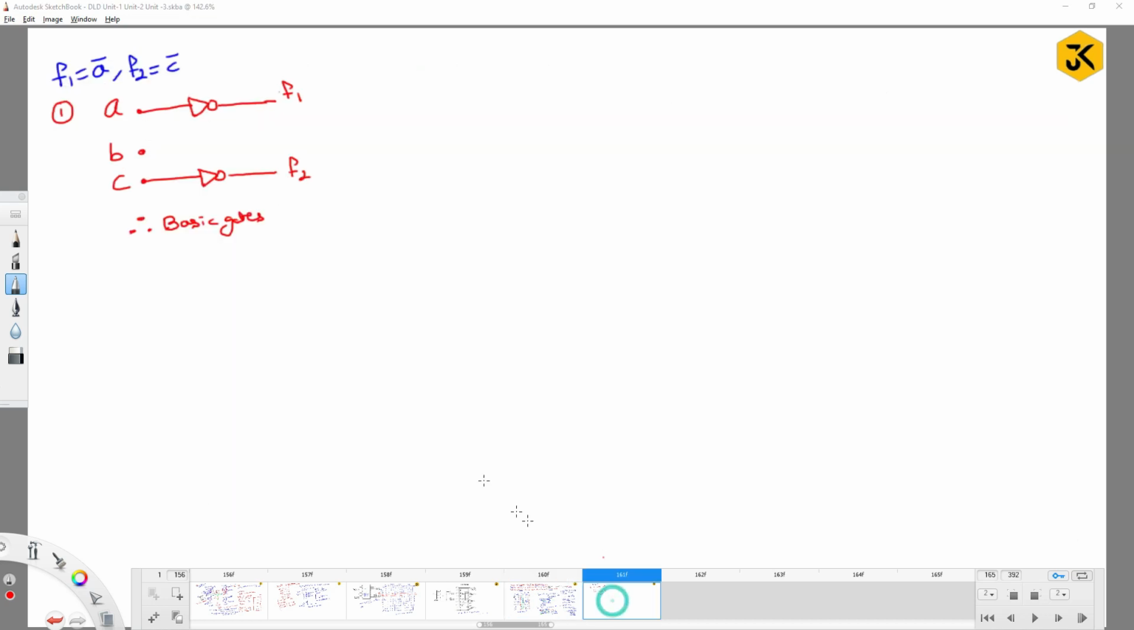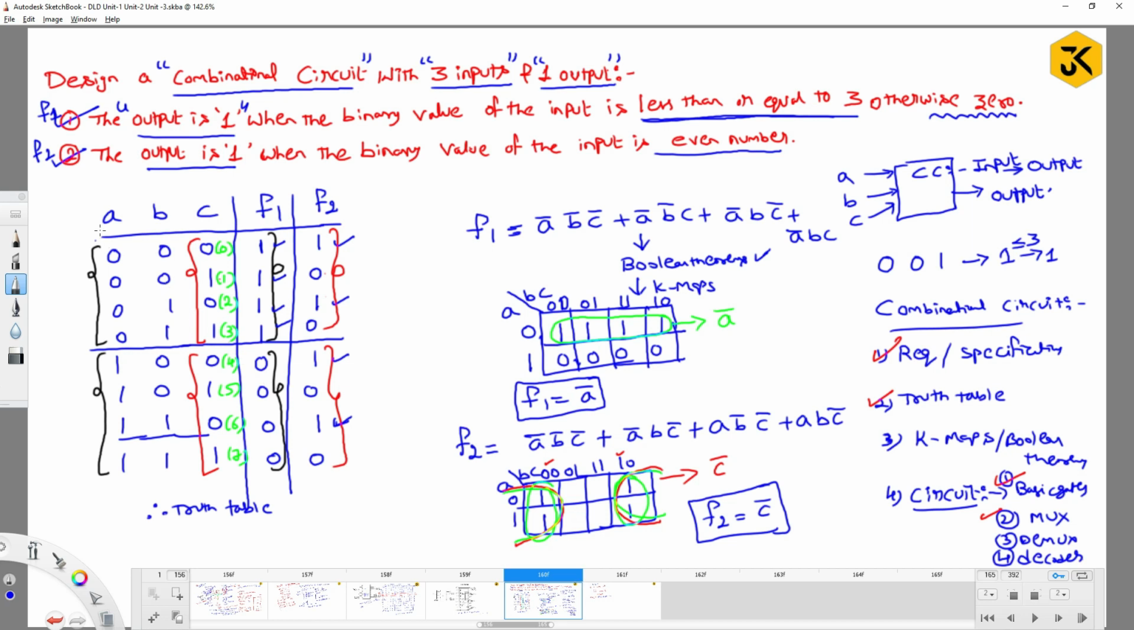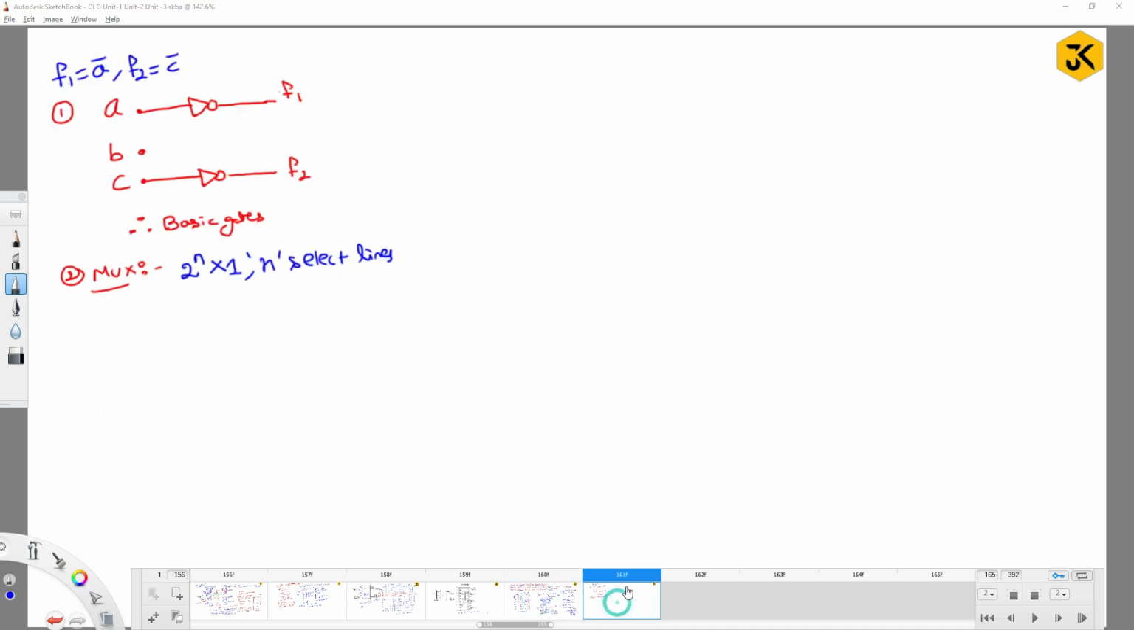Yes, right? Guys, if I try to construct it with the help of a MUX, see, basically a MUX means a kind of 2 power n inputs, and it's going to produce one output based on n select lines. Observe how many inputs are there? 3 inputs are there, right? But how many possibilities are there for these 3 inputs? 8 possibilities. So I can take it as an 8 by 1 MUX.